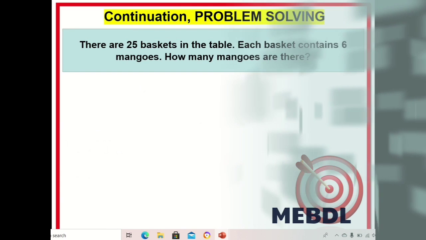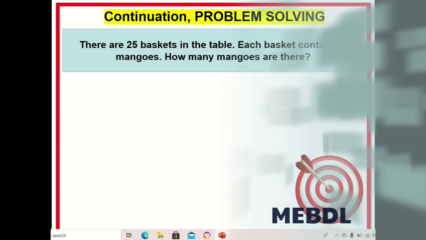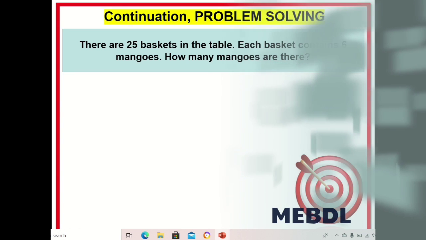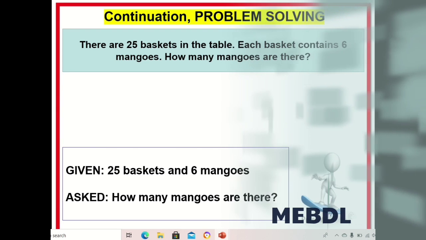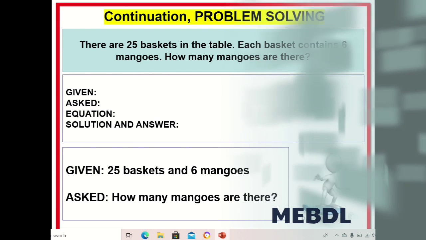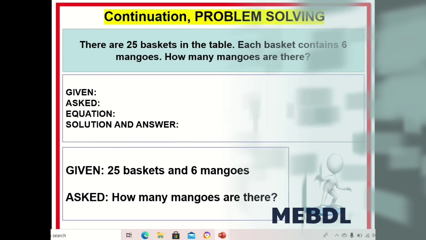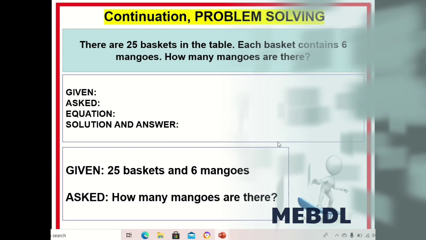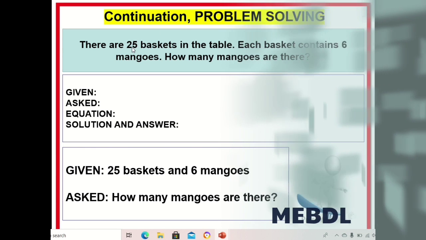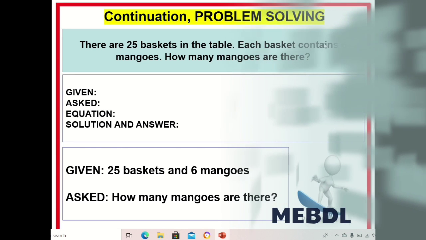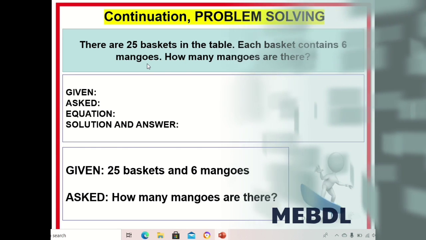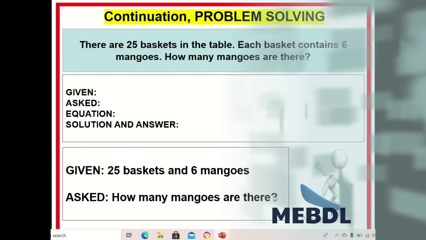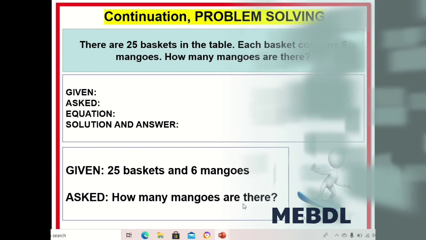Next, there are 25 baskets on the table. Each basket contains 6 mangoes. How many mangoes are there? So, given, asked, equation, and solution. Again, identify the given. Usually these are the information or the data that need to be computed, or the numbers. So 25 refers to baskets. Then 6 refers to 6 mangoes. So know what is asked. Usually this is associated with a question mark. How many mangoes are there in all?